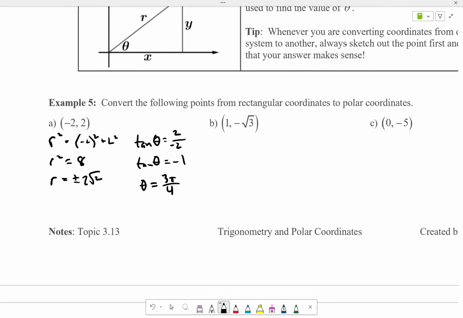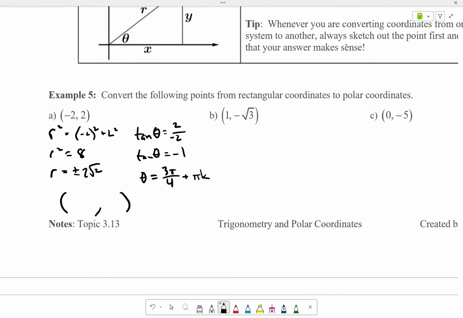Well, what is tangent of 3 pi over 4? And we can think about it as a slope. But we could also have plus pi k, right? So how do we choose r and choose theta if there are two options for r and infinitely many for theta? Well, go ahead and discuss with your neighbor. How do you get r and theta from these? Because I want the coordinates.